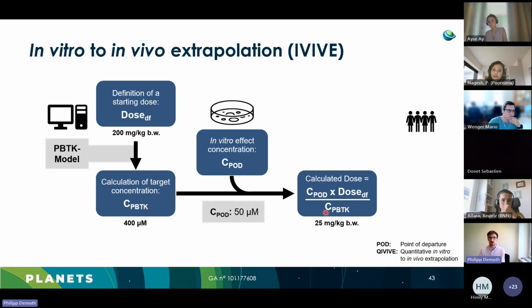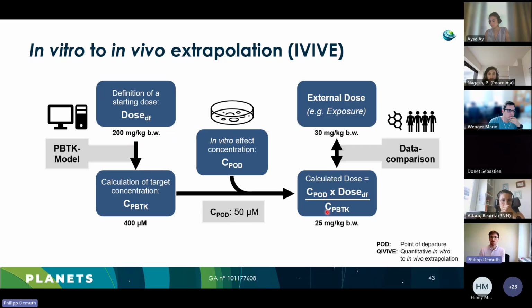So this would be our calculated in vivo point of departure. And this is something we can now compare with an external dose, for example, at the workplace, which in this case would be 30 milligram per kilogram body weight. So we would see that our in vitro point of departure does not surpass the external dose, or the other way around, sorry. The external dose is higher than the internal point of departure, and therefore we would assume that there could be some kind of problem.